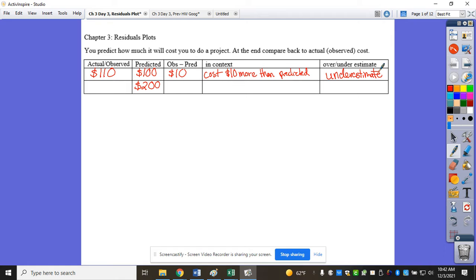And all of that makes sense, right? Like I'm not doing anything crazy. One thing that gets people here is, what kind of number is this? A positive one of these actually means underestimate. So let's say our second project ended up costing us $180 instead, which means my observed minus my predicted was negative $20, which means that it cost $20 what? Less than I predicted.